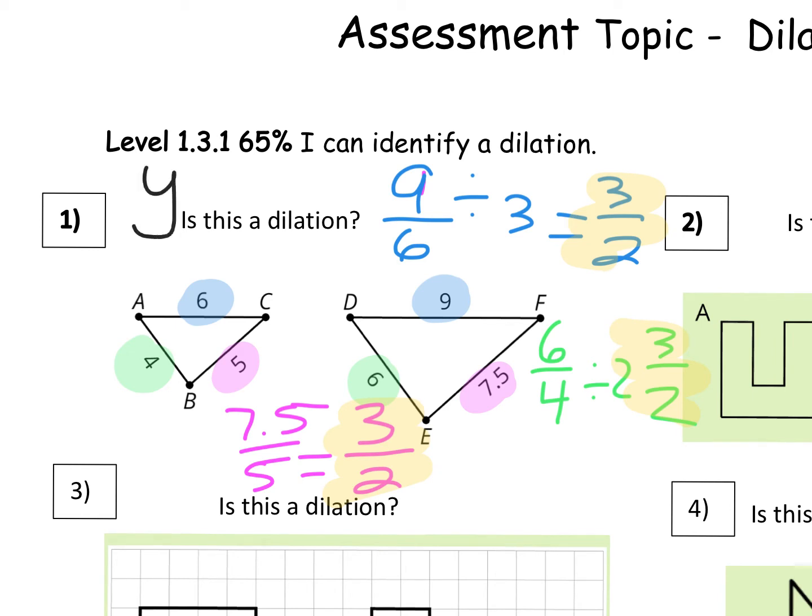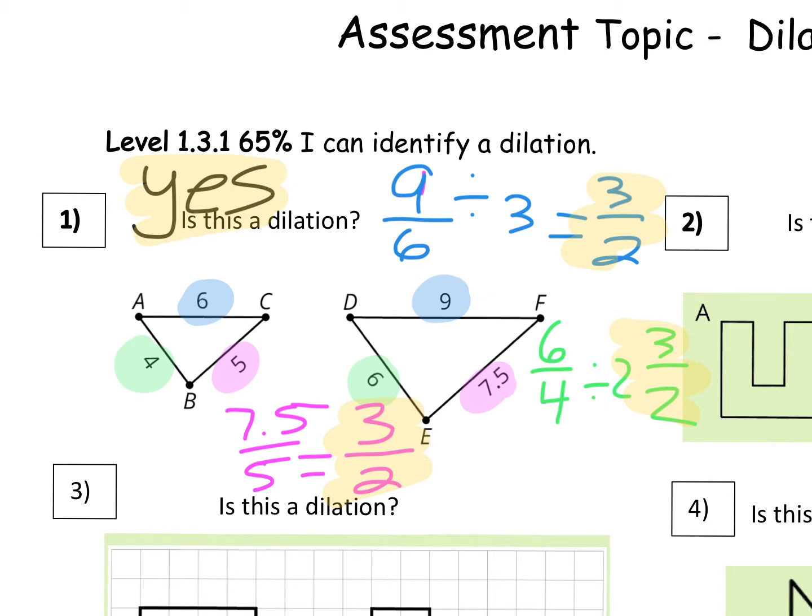So yes, because every one of them does have that same scale factor from their corresponding sides, it will be a yes. Now, somebody asked a great question in my last class, and they said, do we have to show our work for a level 1 question, or is it fine if we just do yes or no? So technically, you're fine with just doing a yes or no.